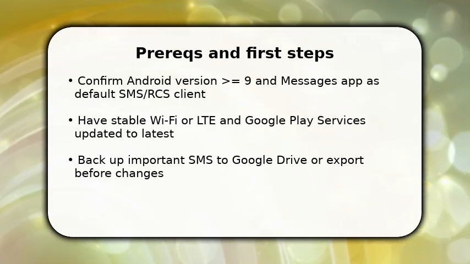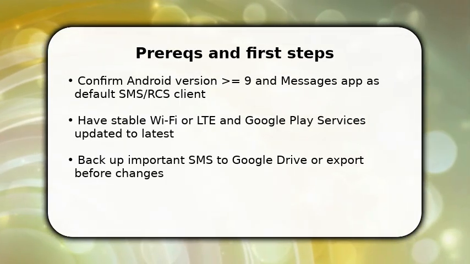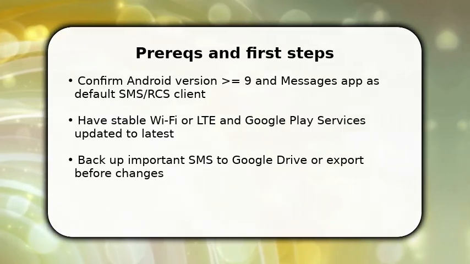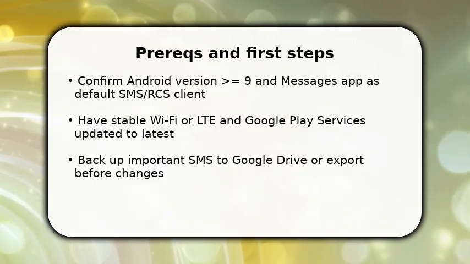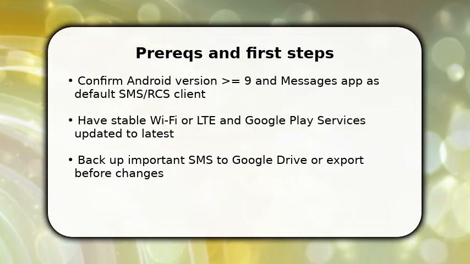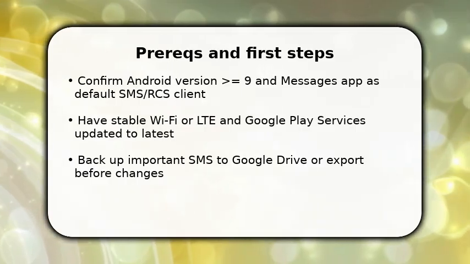You start by confirming two prerequisites: Android version and default app. You must set Messages as the default SMS/RCS client so configuration options appear. Once done, ensure Google Play services and Messages are updated, and you have a reliable Wi-Fi or LTE connection. Flaky networks block RCS registration.